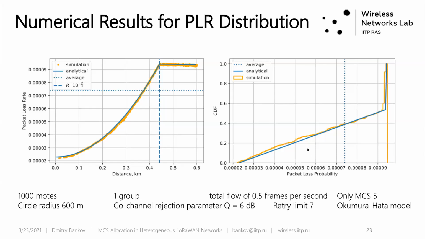And in this case, we obtain the following dependency of packet loss rate on the distance between the node and the gateway. As you can see, it grows from 0 to some value. And at this value, it reaches a kind of a step. And from this value, it is almost constant, or maybe very slowly decreasing.